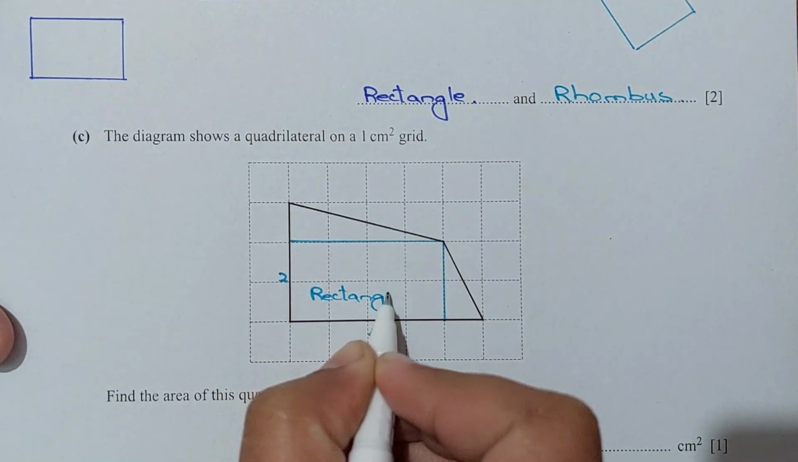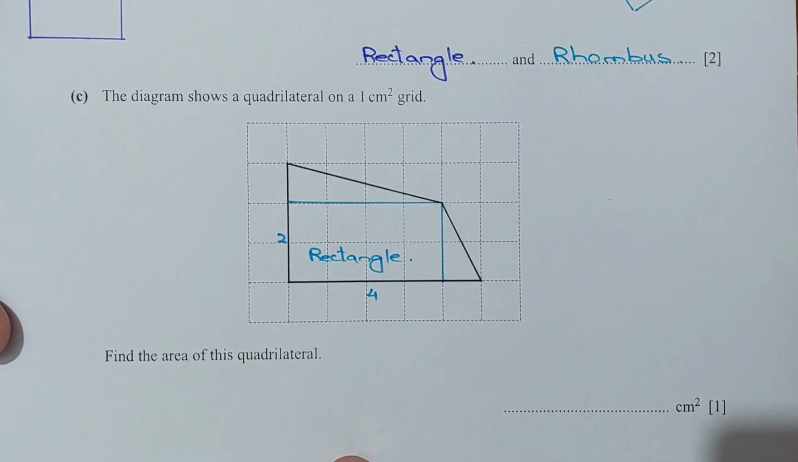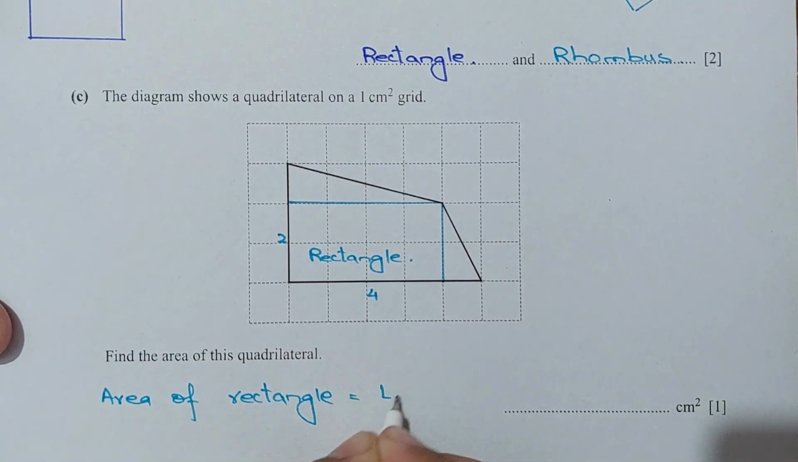So what is the area of a rectangle? Area of a rectangle is length times width, right? So area of rectangle is length times width. Length is 4 and the width is 2. 4 times 2, this would be 8 centimeters square.